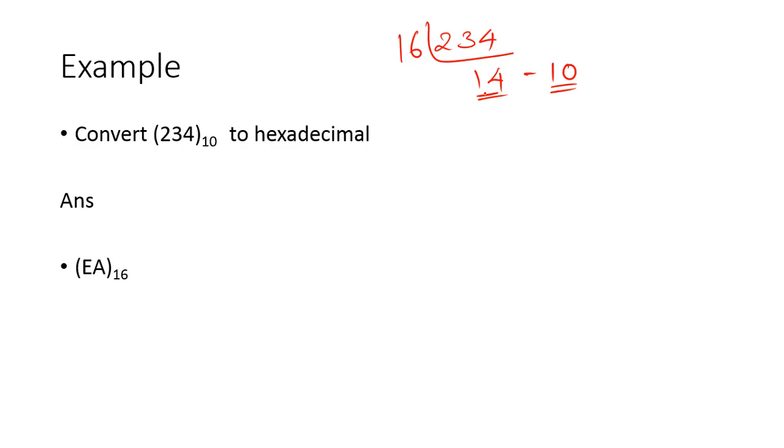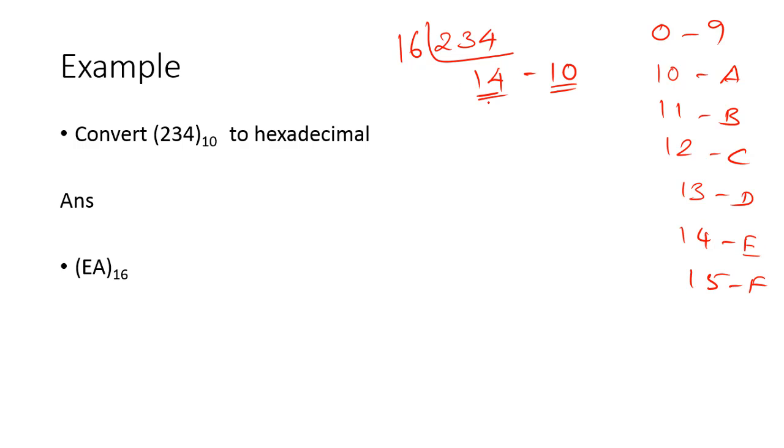So for 14, you have to know the hexadecimal value. Just to recall, 0 to 9 are the same in the decimal number system and in hex. For 10 it is A, 11 is B, 12 is C, 13 is D, 14 is E, and 15 is F. So now check for 14: 14 is E, I'll write E over here. And what is for 10? It is A. So I have to write from bottom to top. We cannot divide any more, so EA is the answer.